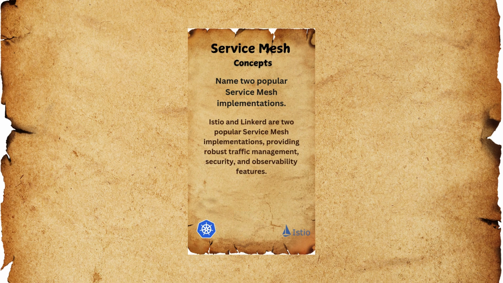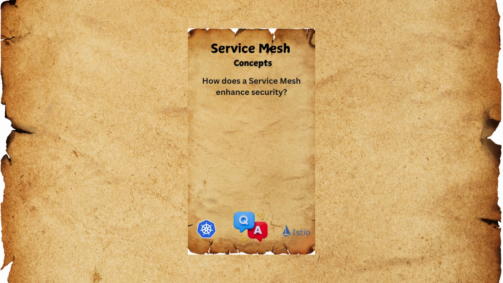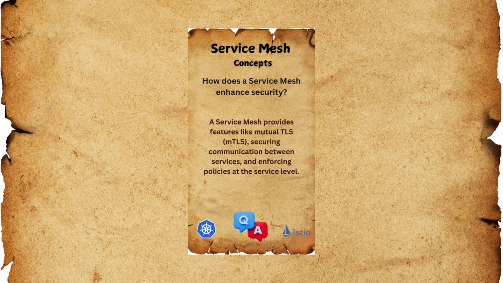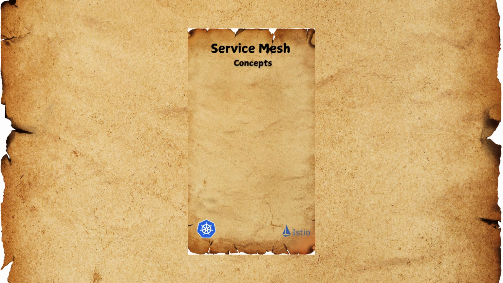Istio and Linkerd are two popular service mesh implementations, providing robust traffic management, security, and observability features. How does a service mesh enhance security? A service mesh provides features like mutual TLS, mTLS, securing communication between services, and enforcing policies at the service level. What is sidecar architecture in a service mesh?